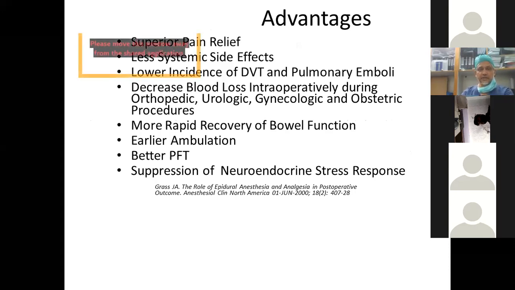Advantages: superior pain relief, fewer systemic side effects, lower incidence of deep vein thrombosis and pulmonary emboli, decreased blood loss intraoperatively in orthopedic and urologic surgery. These are because the epidural is used in all these cases, but there's less blood loss and more rapid recovery of bowel function, early ambulation, better pulmonary function tests, and suppression of the neuroendocrine stress response.